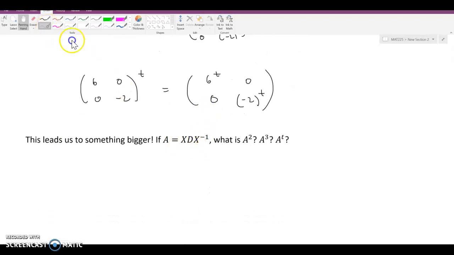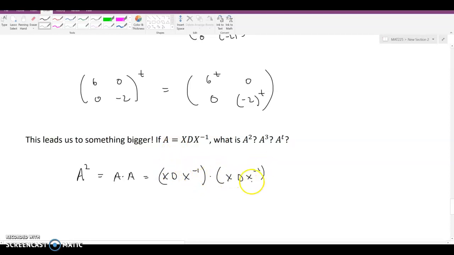This leads us to something bigger. So we said that if you wanted to take A to a power, normally you'd have to multiply A by itself. But because A squared is A times A, and A is equal to X D X inverse, multiplied by X D X inverse, I don't need the parentheses there because matrix multiplication is not commutative, but it is associative. And what I see in the middle here is that I have an inverse times its matrix, and that's the identity matrix. Therefore, I get X D D X inverse.